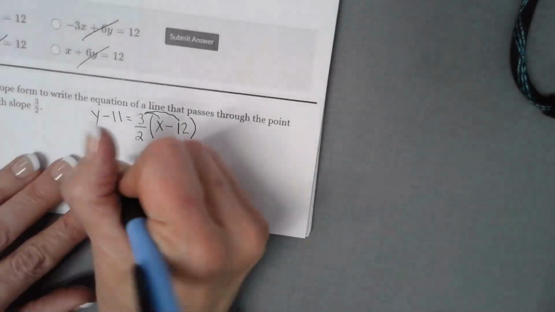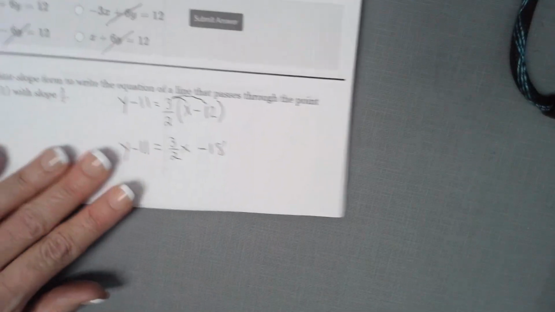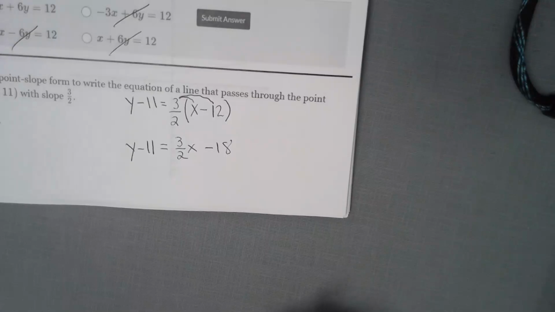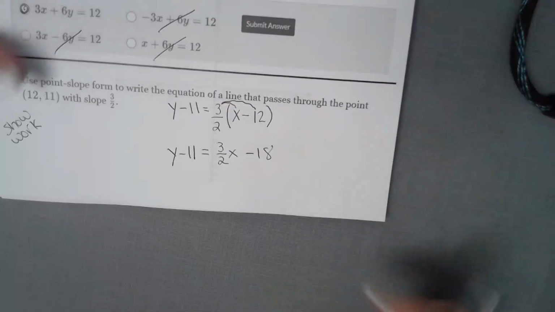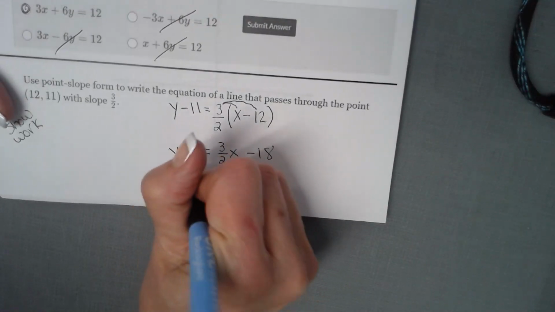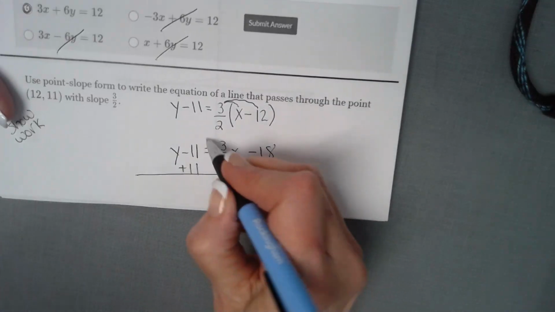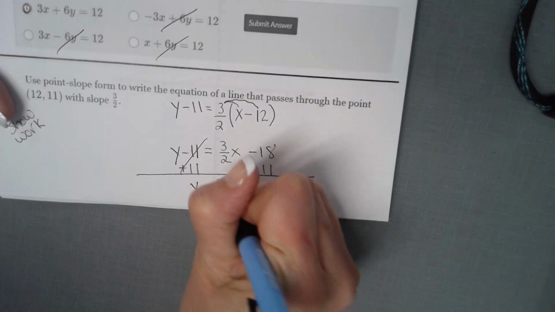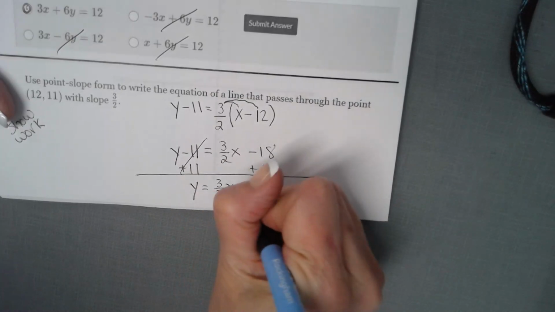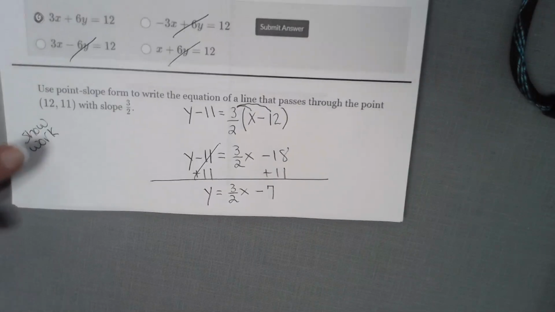All right, let's bring down the left side. And I have one last step. What is it? Put the 11 on the other side. Well, we don't want to put it. Let's add 11 to both sides. So we have y equals 3/2 x, and then when I combine here, minus 7. And that's what you would put in the blank. And this is where you got to show your work.